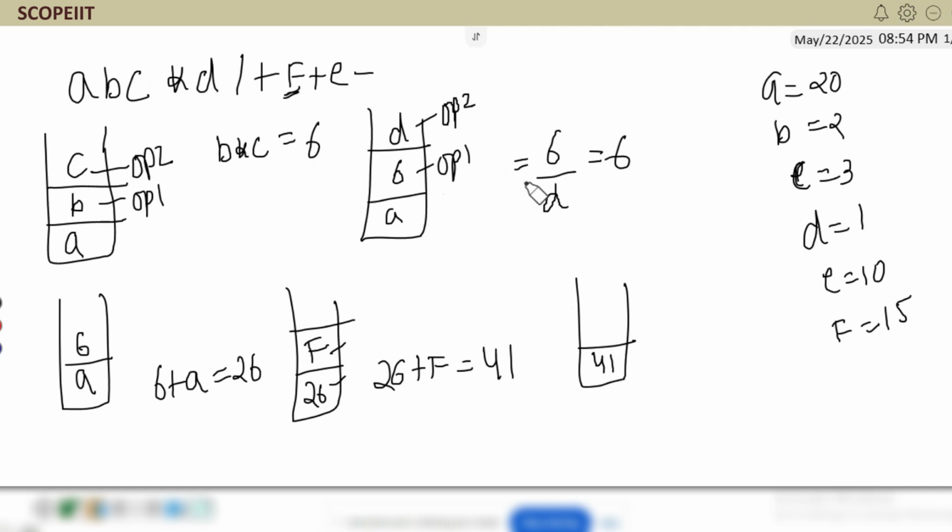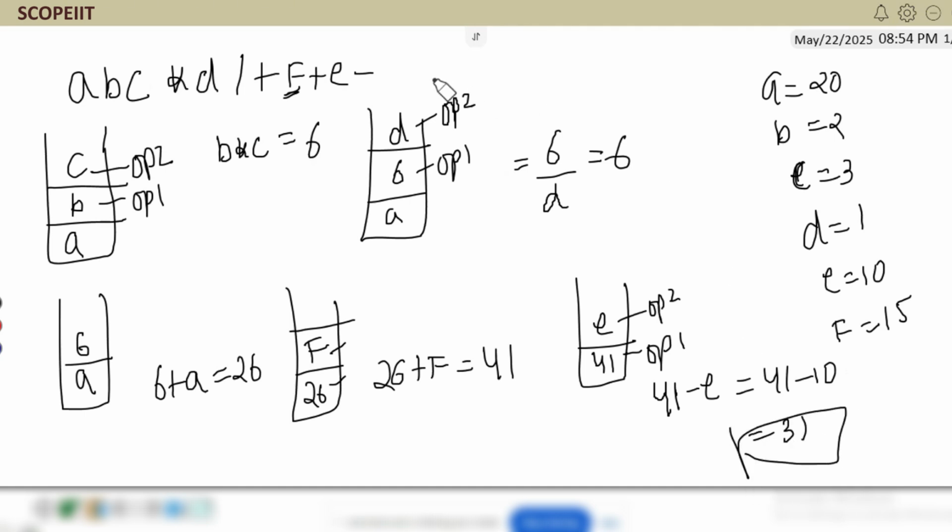Next is again a character, say E. After that, minus. So this is your operand 2 and this is your operand 1. Then what we will do? Operand 1 minus operand 2. So it will become 41 minus E. What is the value of E? E is nothing but 10. So 41 minus 10 is nothing but 31. So 31 is your final answer for this question.